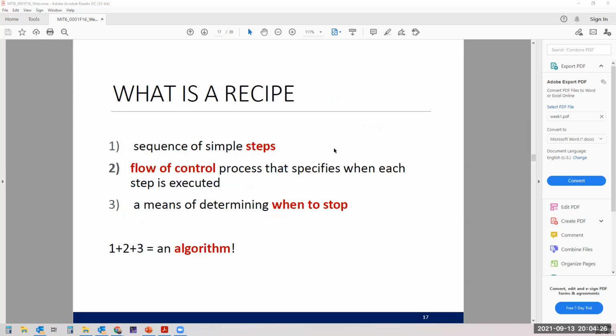What is a recipe? A sequence of simple steps. A recipe is a sequence of single steps or simple steps, and it has a flow of control. From one step I move to another. I might repeat some previous steps, till I arrive at the solution.